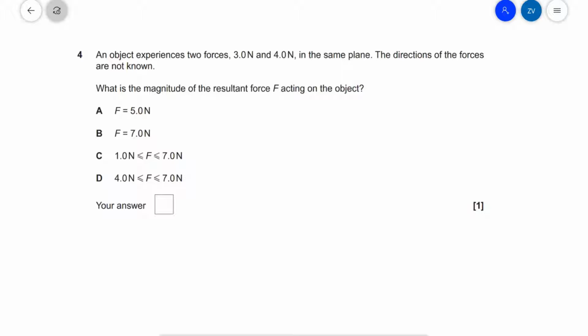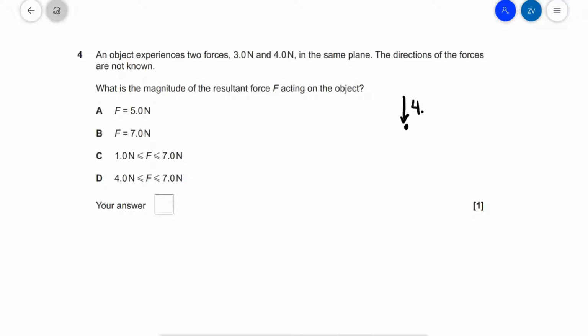Question 4. An object experiences 2 forces, 3 and 4 newtons, in the same plane. We don't know the direction of the forces. What is the magnitude of the resultant force acting on the object? Now there are several different scenarios. For instance, let's say that this over here was the object. Because we don't know the actual directions, some of the extremes are if they're acting in opposite directions.